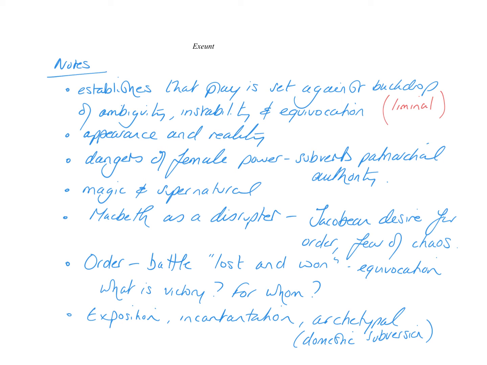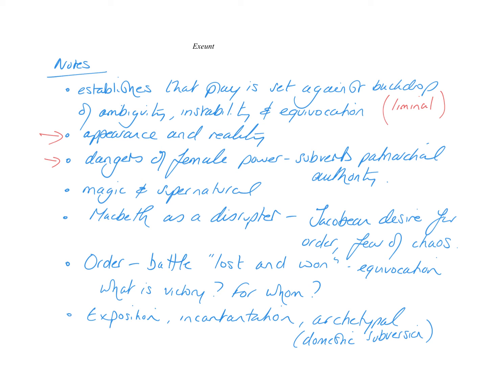This scene is kind of on the threshold between reality and kind of the supernatural. You have a confusion. You have the theme of the introduction of appearance and reality. There, you can't trust things. You have a warning implicitly about the dangers of female power, the subversion to the patriarchal authority that it could be said to represent. You have the introduction of the idea that this is a world where magic and the supernatural exist and are to be taken seriously.